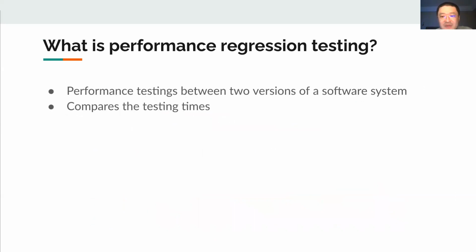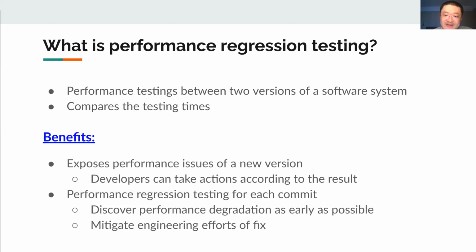In general, performance regression testing is a technique to expose performance issues by comparing two versions of a software system. The testing results can tell the developers whether the new version has a performance issue. With the testing result, developers can fix the performance issue if it exists. By applying performance regression testing for every code commit, a performance issue can be discovered at a very early stage. This can mitigate the engineering effort for maintaining the performance of a software system.